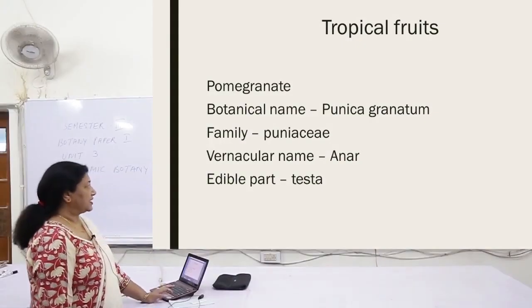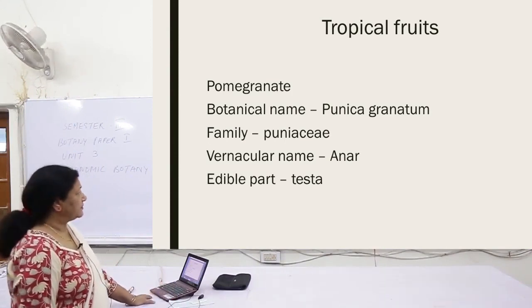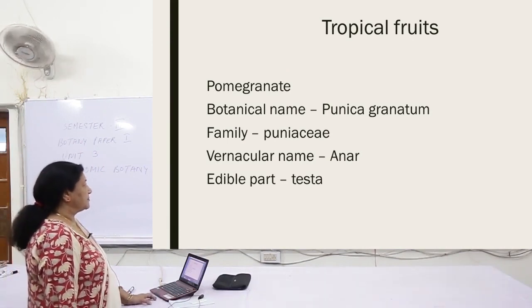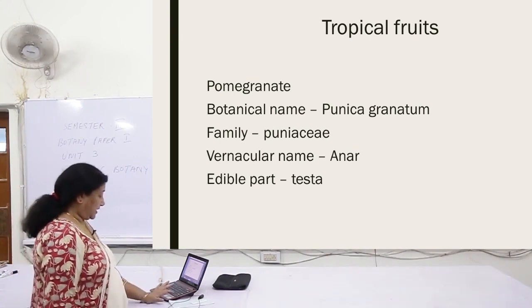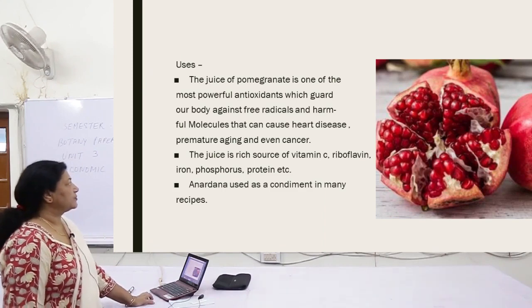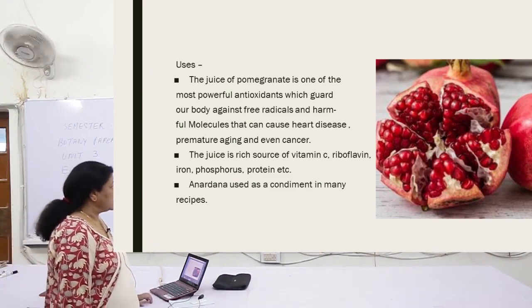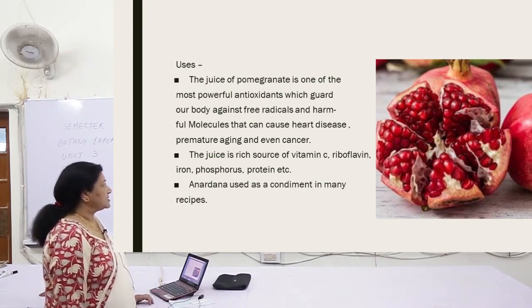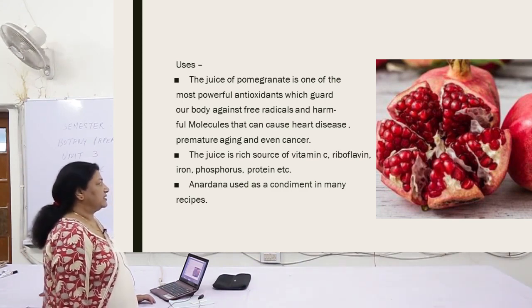Now coming to the tropical fruits, that is pomegranate, which is found throughout the year, botanical name Punica granatum, family Punicaceae, vernacular name anar, and the edible part over here is the testa. What are the uses? The juice of pomegranate is one of the most powerful antioxidants which guards our bodies against free radicals and harmful molecules that can cause heart disease, premature aging and even cancer.